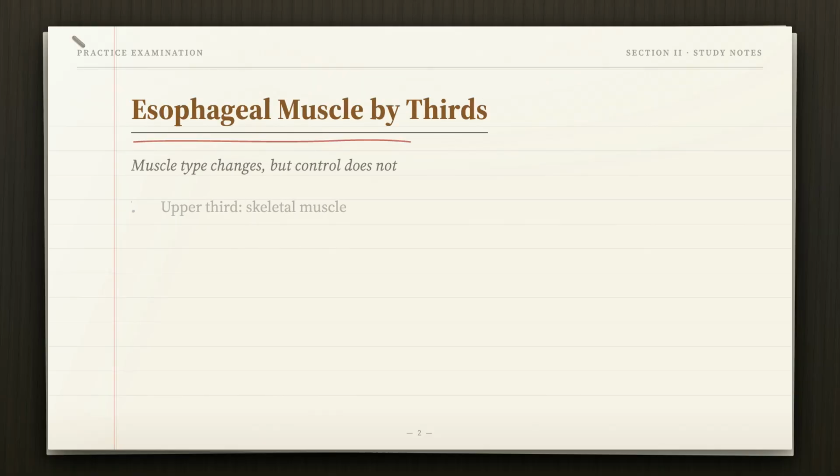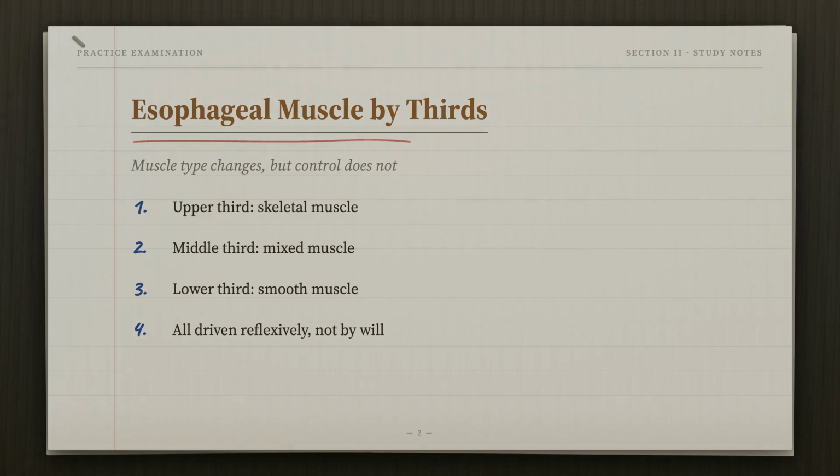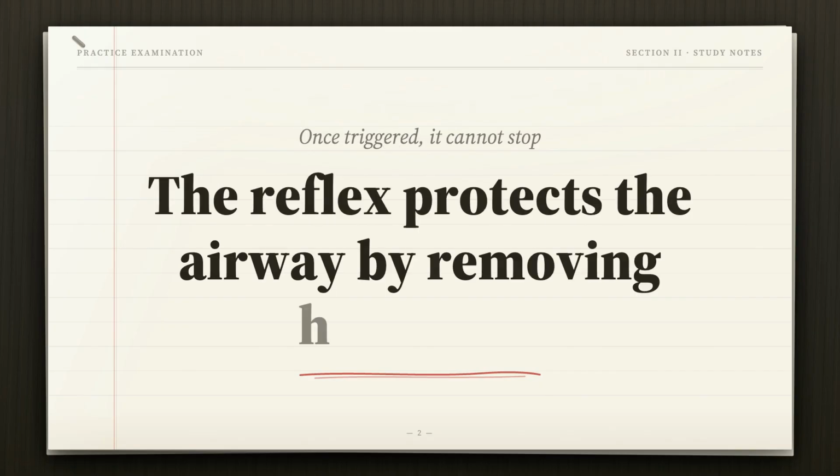The esophagus itself shifts from skeletal muscle in the upper third to mixed muscle in the middle to smooth muscle in the lower third. But even the skeletal portion is driven reflexively during the swallow, not by conscious command. So its presence doesn't mean voluntary control exists there. Voluntary control is useful only for deciding when to swallow and positioning food in the mouth. Once the bolus enters the pharynx, the airway is exposed, so the brainstem takes over completely, running the sequence to completion regardless of whether the bolus was ready.